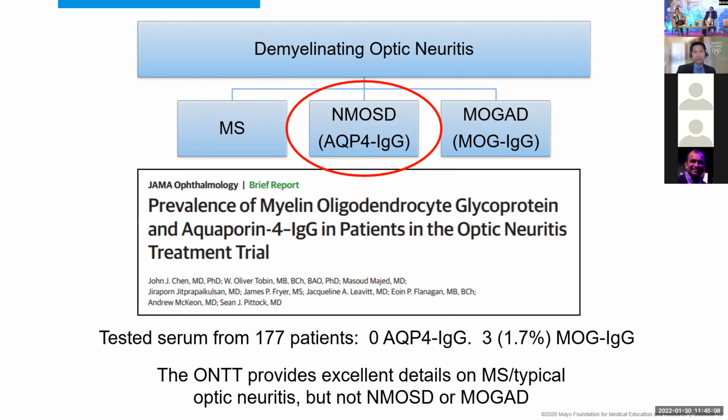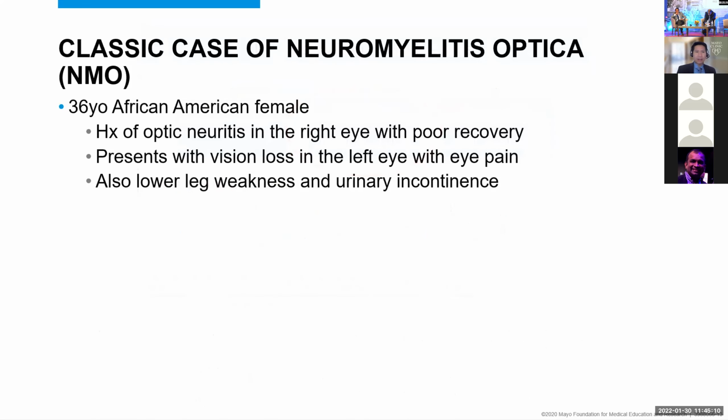Well, let's talk about NMO first. I'll just start off with a classic case of how NMO tends to present. This is a 36-year-old African-American female that we saw in our clinic. She had a history of optic neuritis in the right eye with poor recovery, and now she's presenting with severe vision loss in the left eye with eye pain.